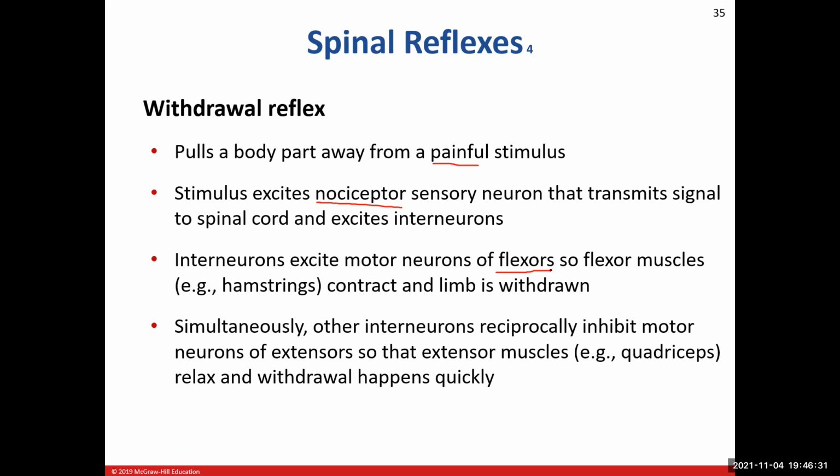So we'll see too, at the same time, some reciprocal inhibition occurring, because again, we don't want to interfere with our flexor muscles. So what we need to do is shut off our antagonistic muscle group, take them offline, so our flexor muscles can operate uninhibited, okay? So we will inhibit the extensor muscle group, that would be the quadriceps, so our withdrawal reflex can occur without any issue.